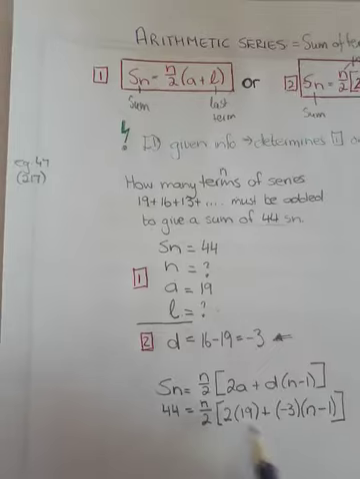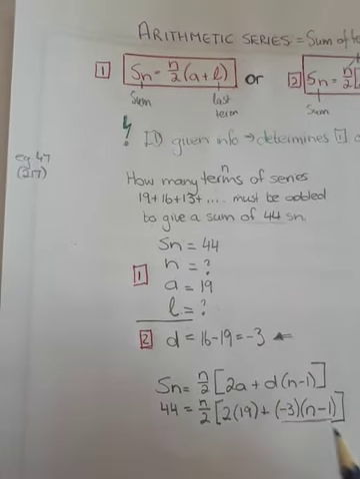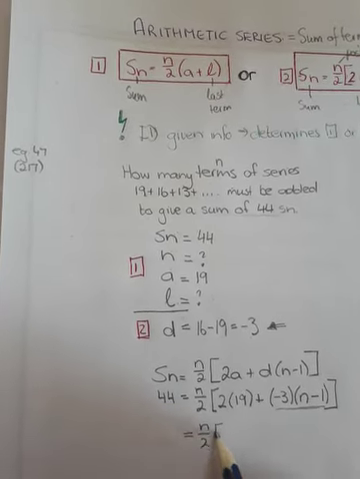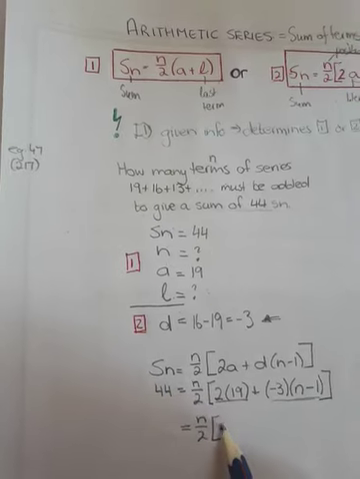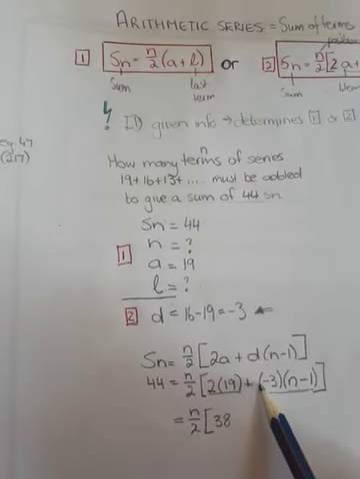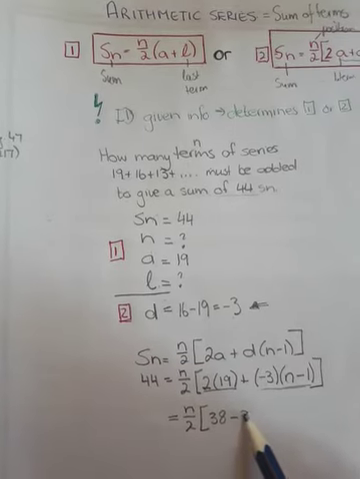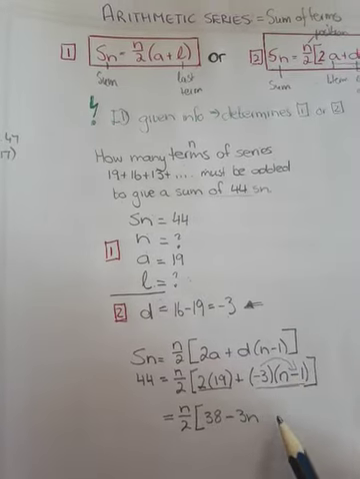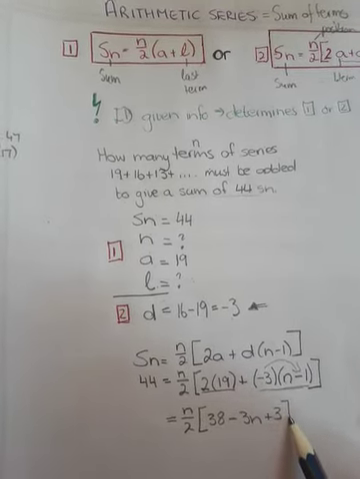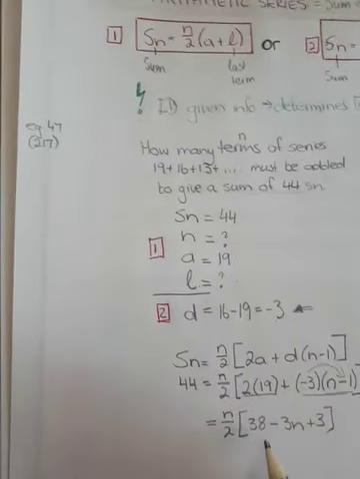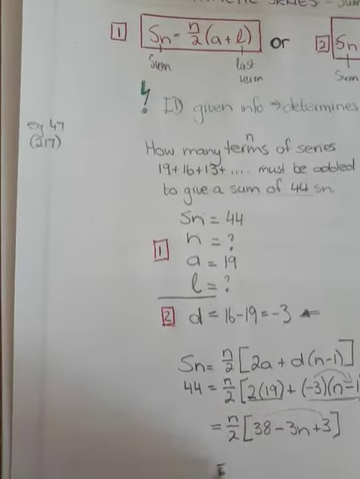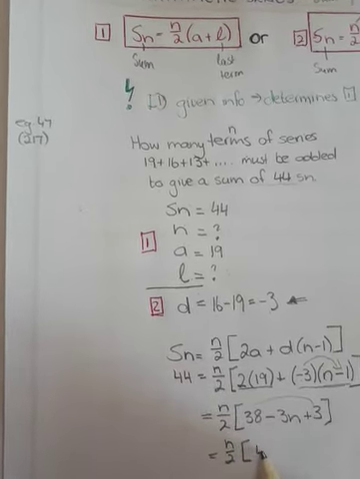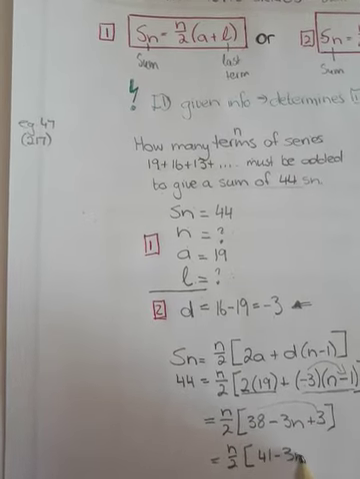So when you look at this, we will firstly start on the inside, calculating the brackets. So this remains n over 2. We can calculate 2 times 19, which is 38. Then we have negative 3 times n, which is negative 3n. And then careful, negative 3 times negative 1 becomes positive 3. Now we can still simplify the bracket. So on the right hand side, I will have 38 plus 3, which is 41, minus 3n.